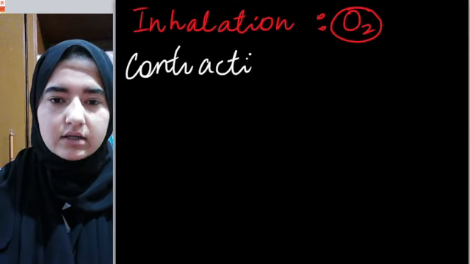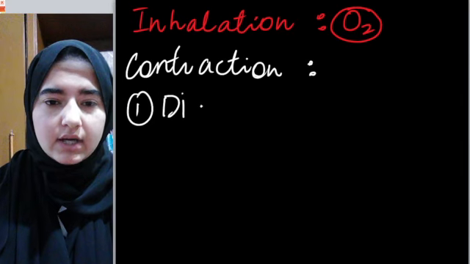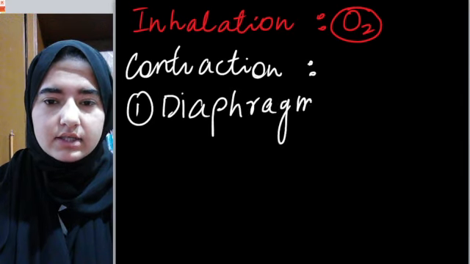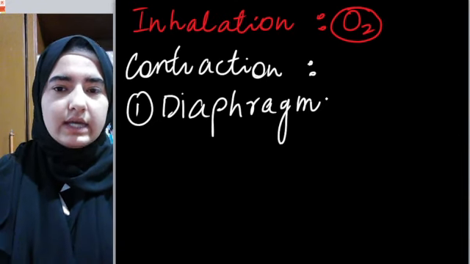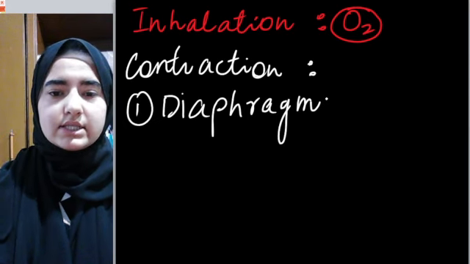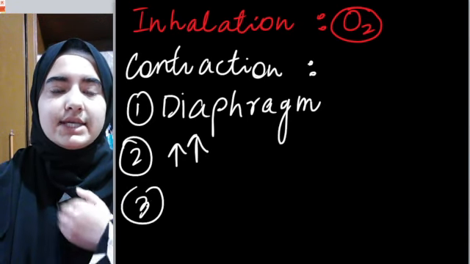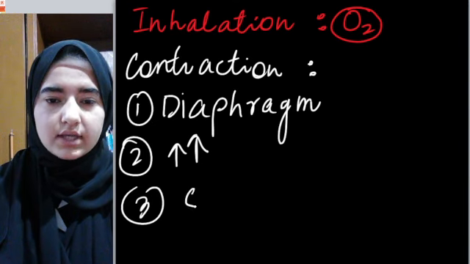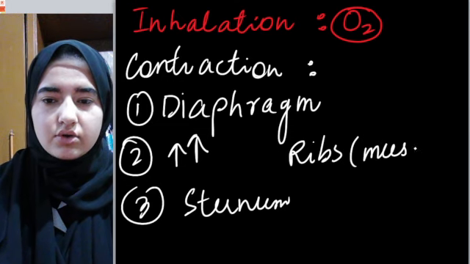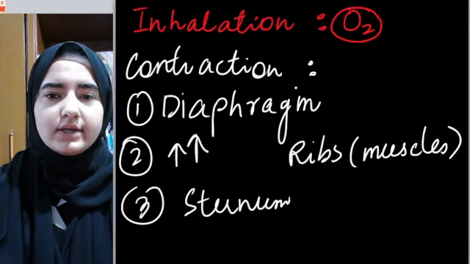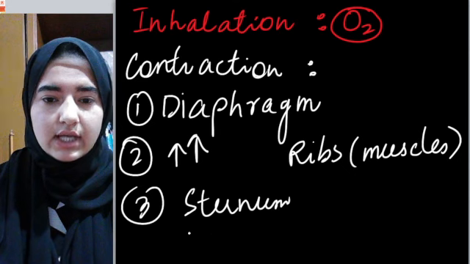Contraction occurs, contraction of the diaphragm occurs, right? You need to do this practically. The diaphragm contracts, due to which the internal and external intercostal muscles between the ribs also rise upwards, due to which the sternum, the chest bone, also rises up. All of them contract. Due to contraction, what happens? Volume increases.